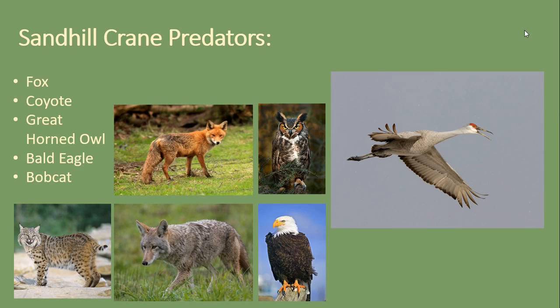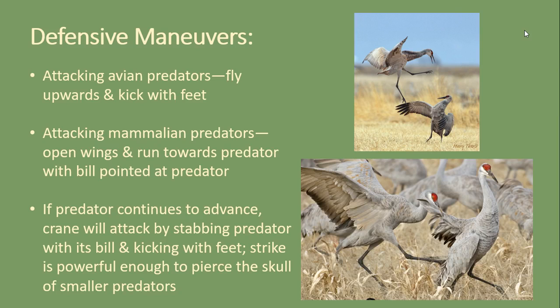But the sandhill cranes aren't completely defenseless. They have some defensive maneuvers that they will utilize in the event that they become necessary. If they are being attacked by an avian predator, such as the great horned owl or the bald eagle, they will fly upwards at the predator and kick with their feet. Whereas if they were being attacked by a mammalian predator, like say our fox or coyote, they will run at the predator with its wings open and its bill pointed towards the predator. It's been known that these birds have actually fought their predators and pierced the skulls of these predators. And so that shows you that they are able to fend for themselves when they can.